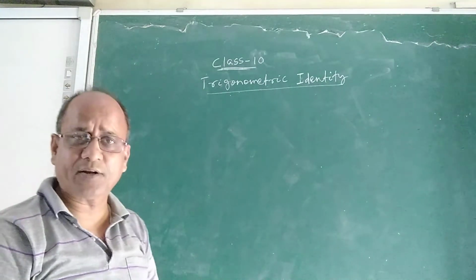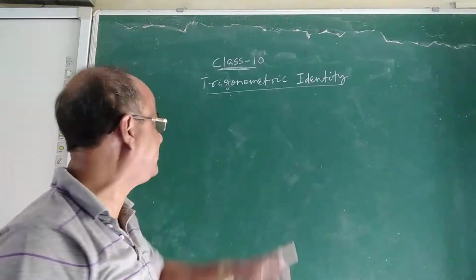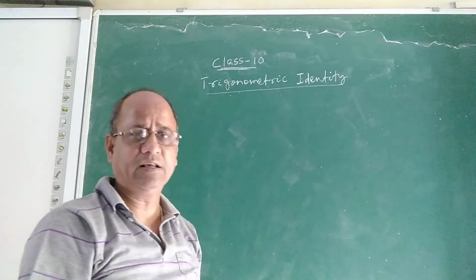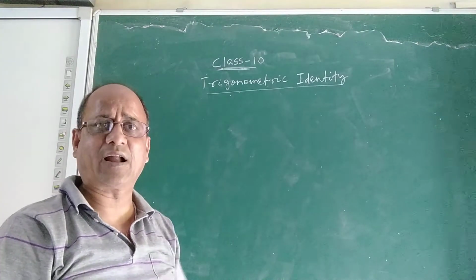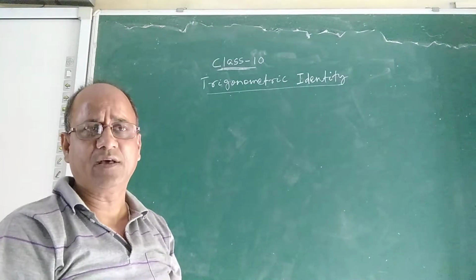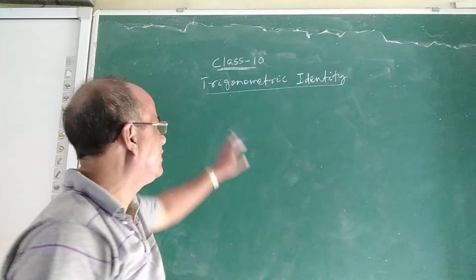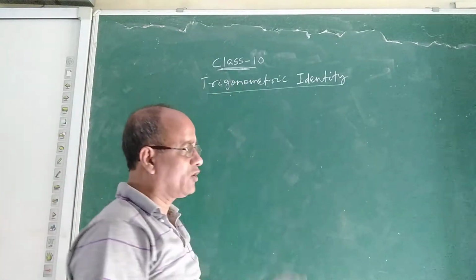Now, the last part of trigonometry as per the CBSE syllabus is trigonometric identity. What is a trigonometric identity? What are the different trigonometric identities and how to prove them? We will discuss one by one. Okay. Now, what is a trigonometric identity?